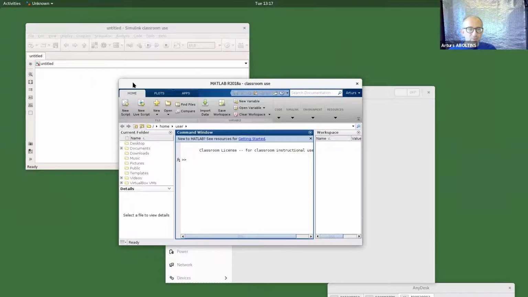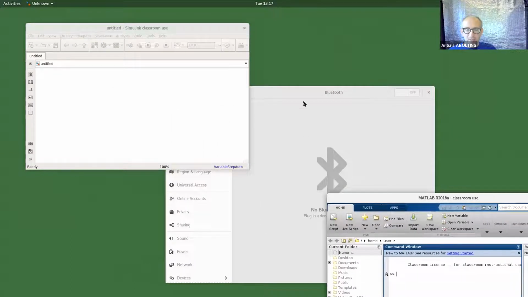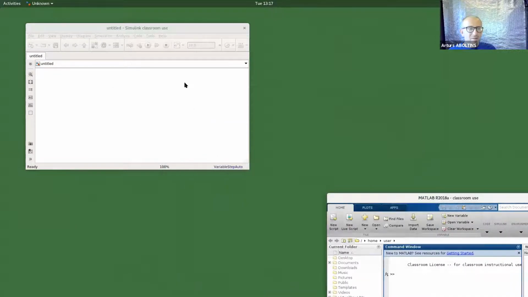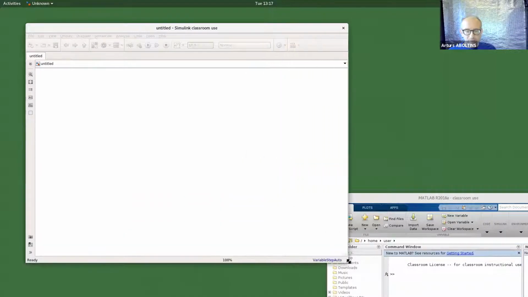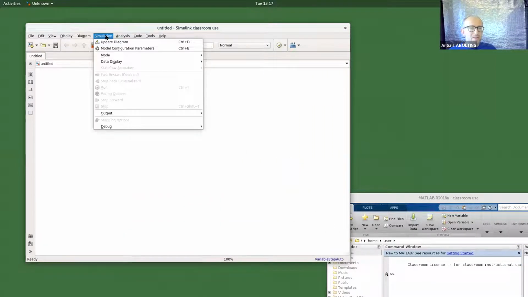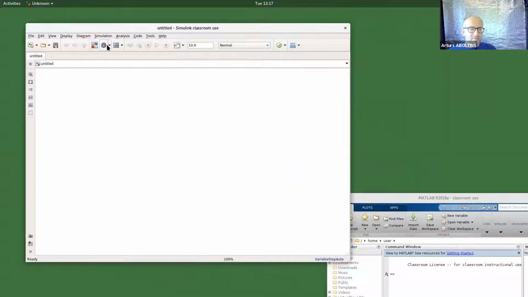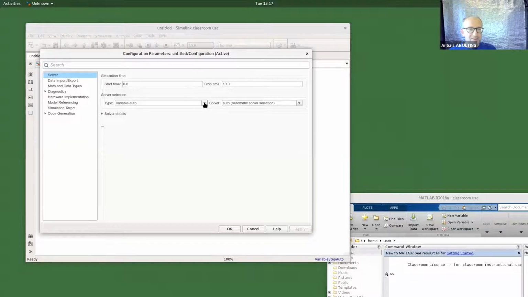Okay, I will now minimize somewhat. Okay, I can switch this off. What I do first, always, I go to Simulation and Model Configuration Parameters. And here go to the fixed step and no continuous states. Here we could leave like 10 seconds for a while, not a big deal. Later we will update this.